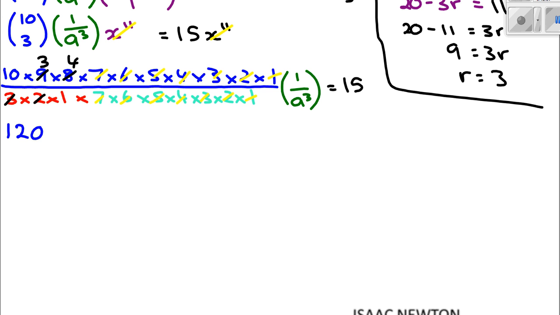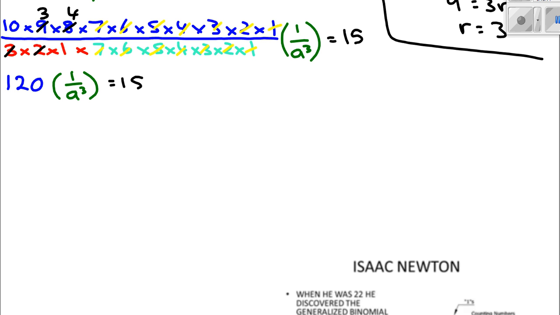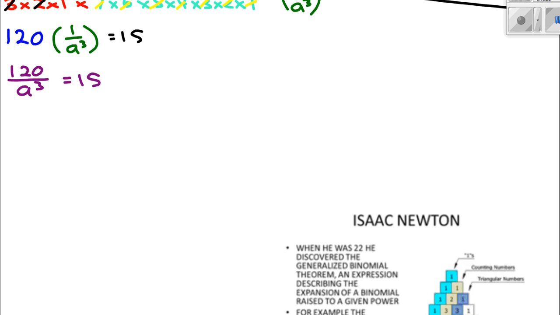Times 1 over a cubed equals 15. And see, we're getting towards being able to solve for a cubed. So if you combine all this, would you agree that it becomes 120 over a cubed, equals 15. And then however you choose to solve it is up to you. You might times by a cubed first and then divide off 120, or you could go straight to 120 divided by 15 equals a cubed.